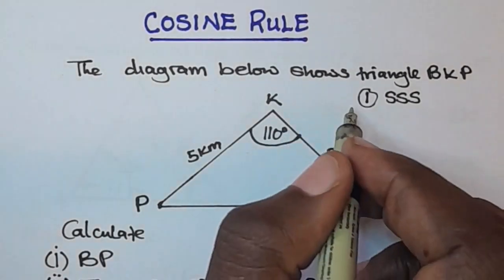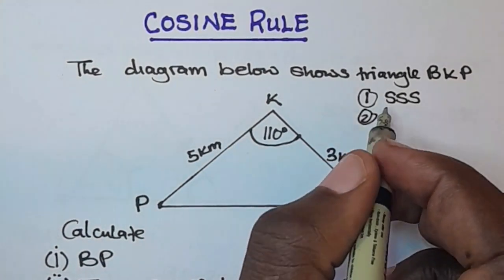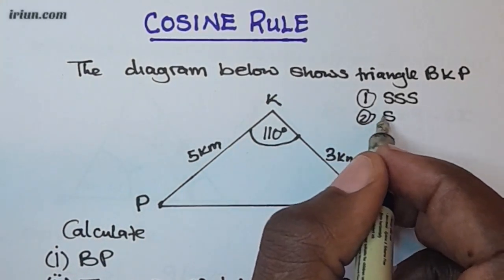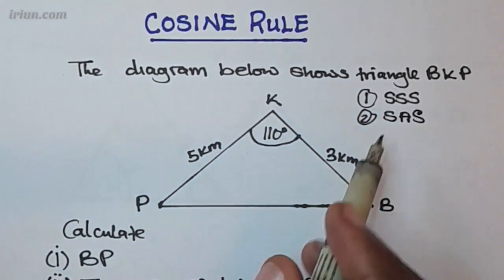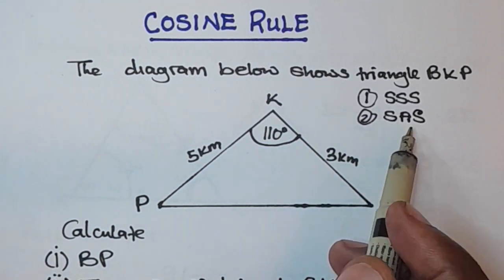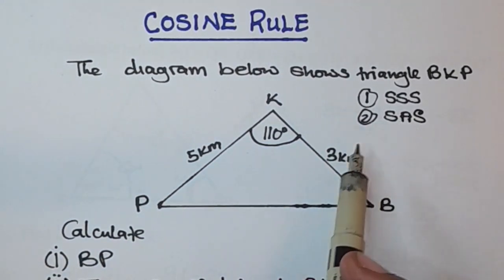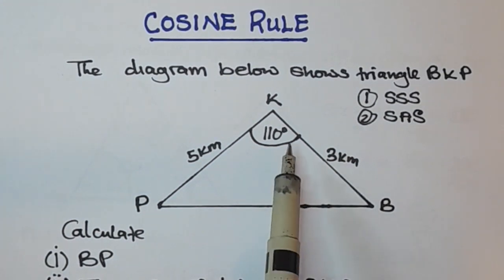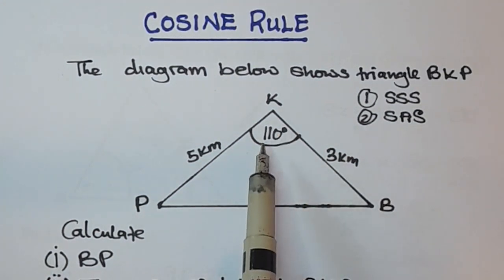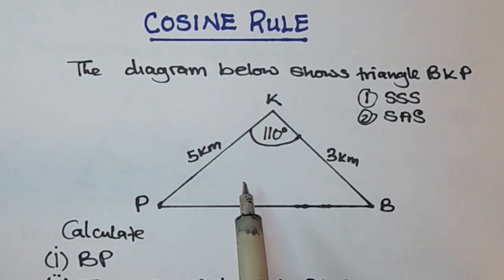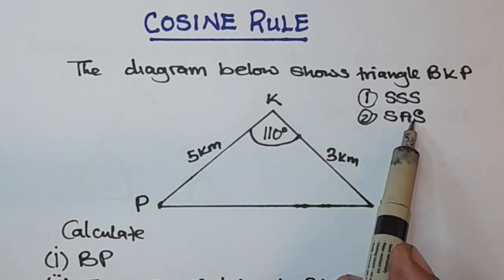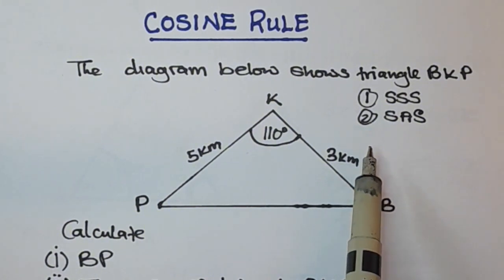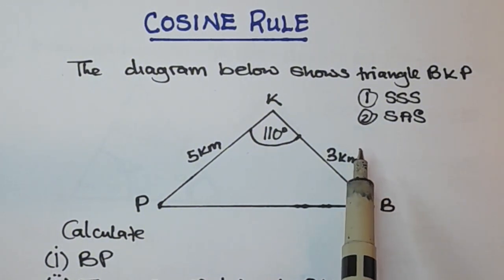Okay. Number two, when you are given a side and an angle, then another side. So when you have side, angle, side, then you need to know that the rule that you are supposed to use in solving any problem involving that particular triangle in trigonometry is the cosine rule. So whenever you have a SAS situation, it means you are supposed to use the cosine rule.